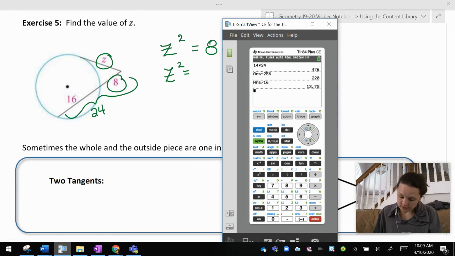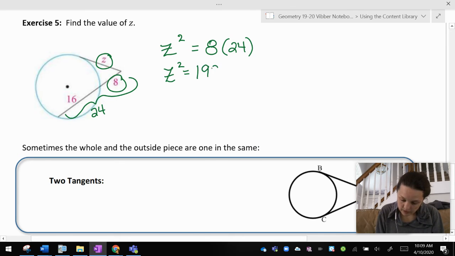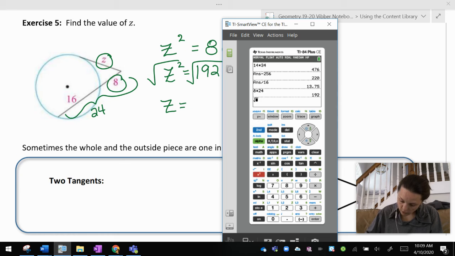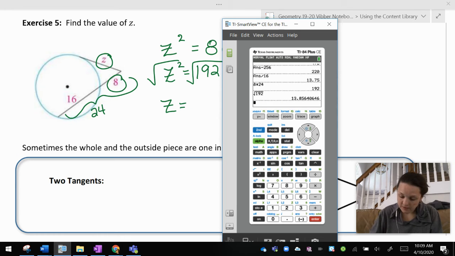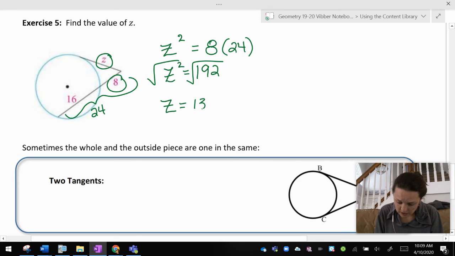So then I have z squared equals 192. And if I square root it, let's get a decimal going for this one. So if I square root 192, I get 13.856. We didn't tell you what to round to, so I'm going to round that to 13.9. And there's z.